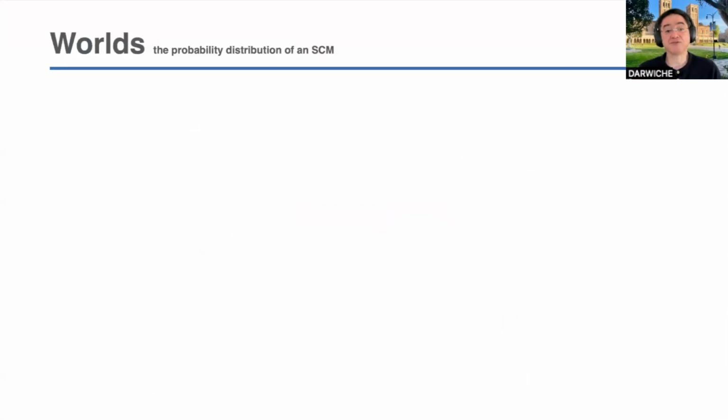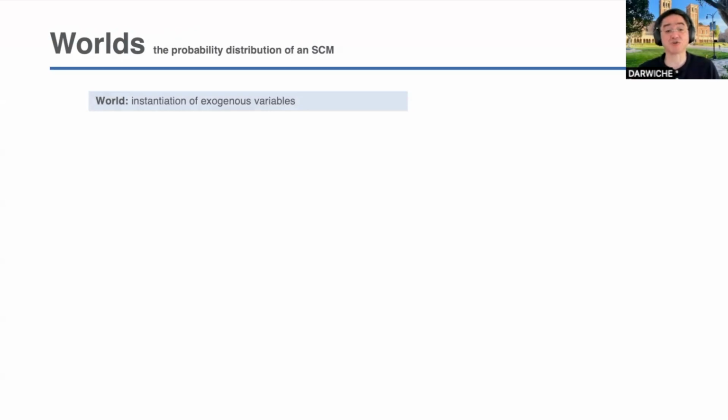You will see next a few important notions about SCMs and causal reasoning. Some of this is standard, some of it is not standard. But the outcome of this discussion will be, in the next few slides, you will see the general syntax of arbitrary counterfactual queries and how to compute their probabilities in a semantically very clear way. A central notion here is the notion of a world.